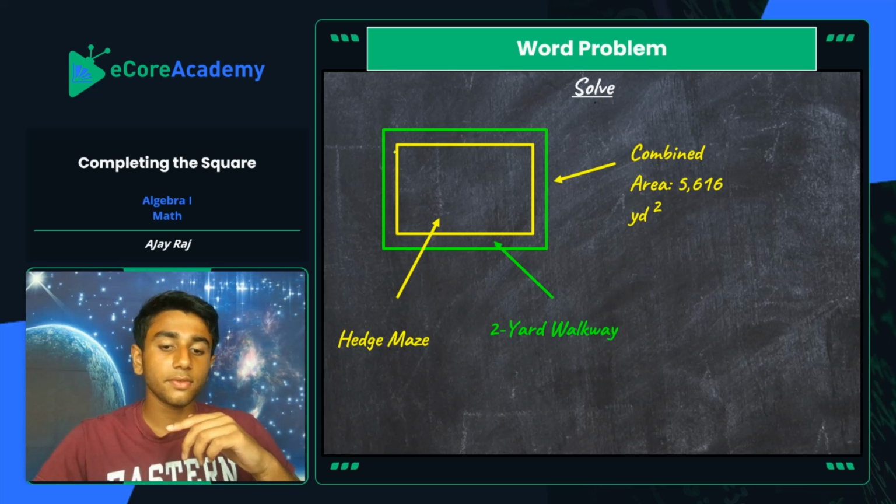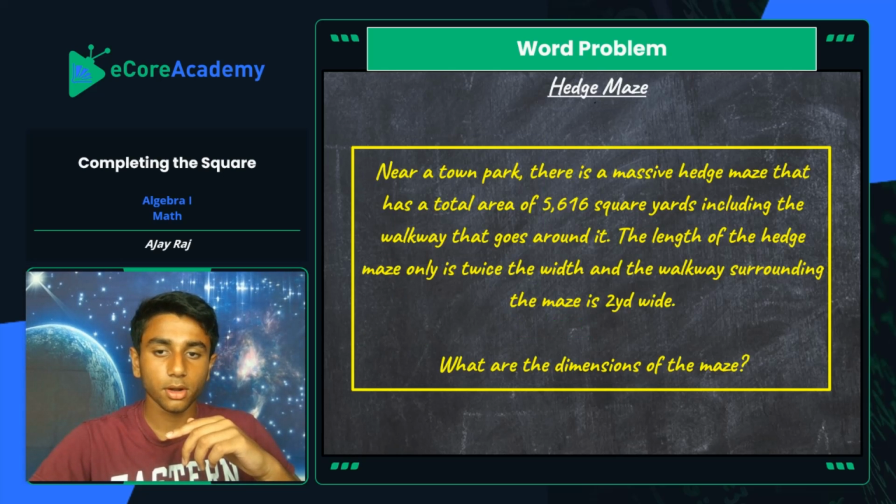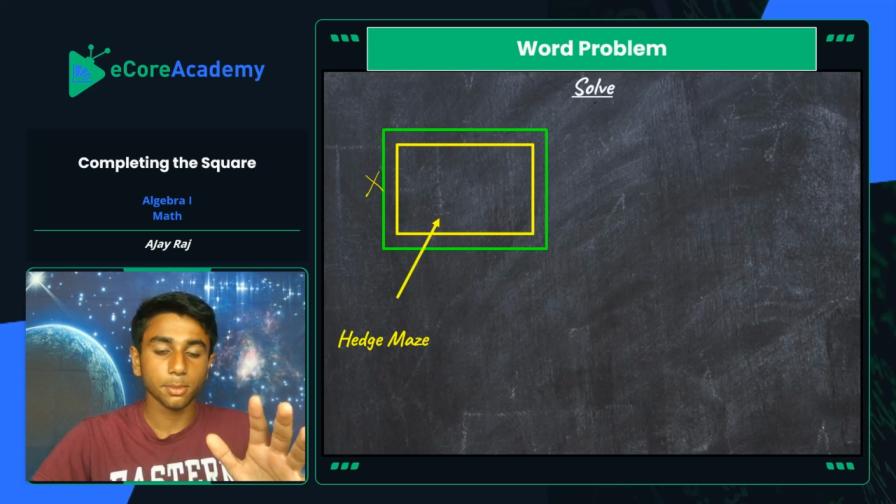So that means the length of the hedge maze plus the 2 yards of walkway on both sides. So that means we have the length of the hedge maze. Obviously, if we refer back to our word problem here, we're given that the length of the hedge maze is twice the width. So length is twice the width. We're going to call this our length, and we're going to call this our width here. X is going to be our width.